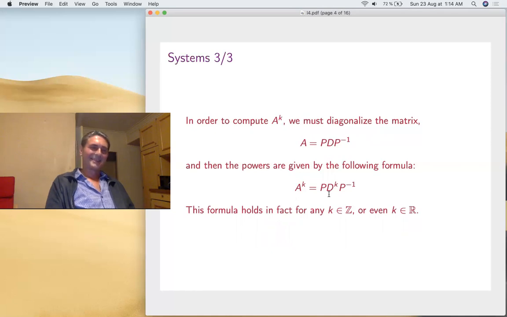So just thinking of a suitable function of the matrix, like in Taylor series, it is P, then the function of the diagonal matrix, and P^-1. We'll be back to this kind of thing when doing analysis.